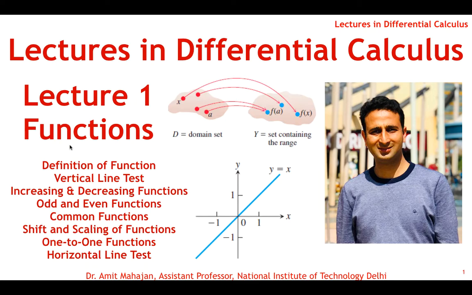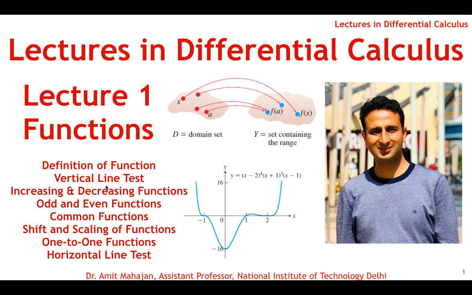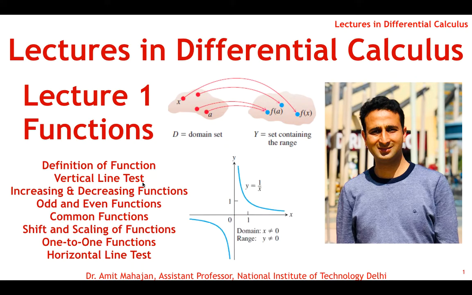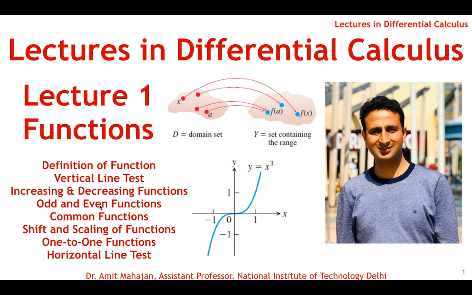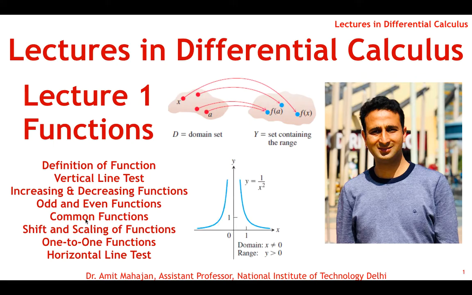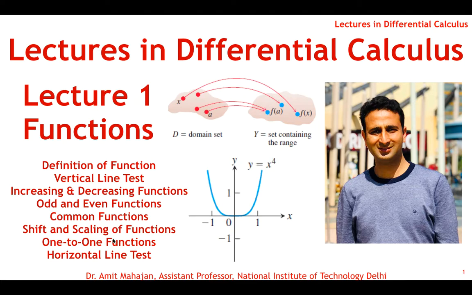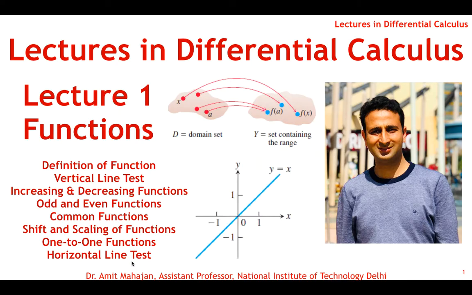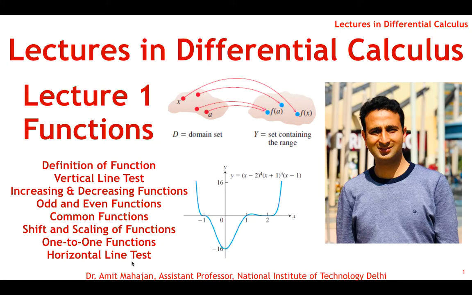Okay, and in this lecture today we are going to talk about the definition of a function, then the vertical line test to check whether a graph can be written as a function or not, what are increasing and decreasing functions, what are odd and even functions. Then we will define some commonly used functions, and what is the shift and scaling of functions, and one-to-one functions, and the horizontal line test. So we can also then define the inverse of a function.